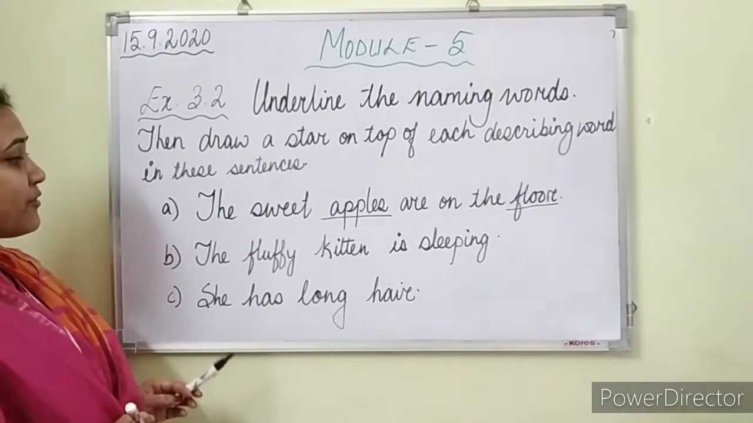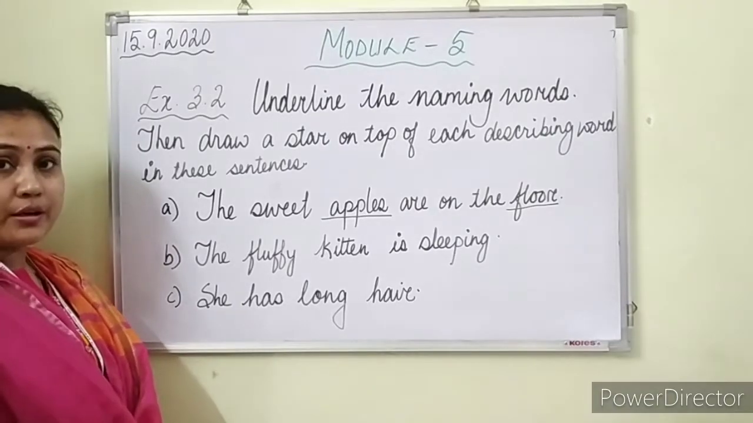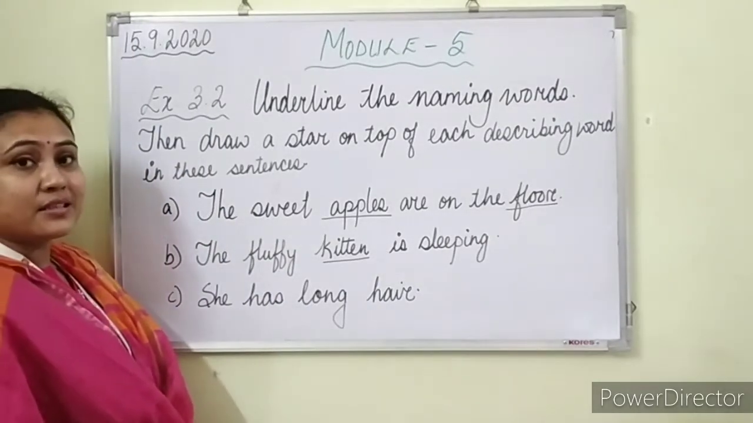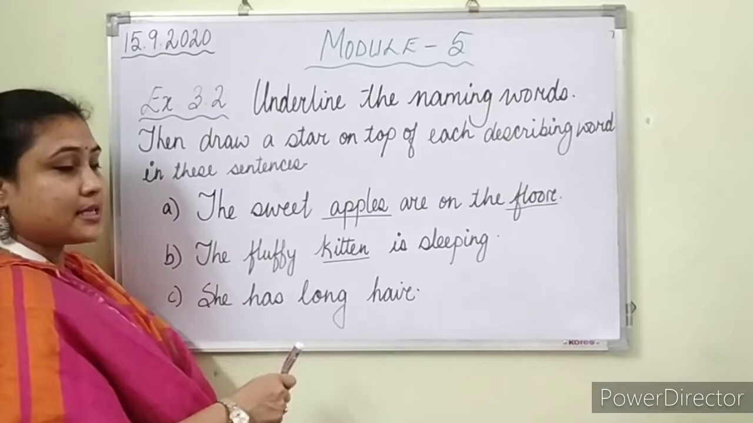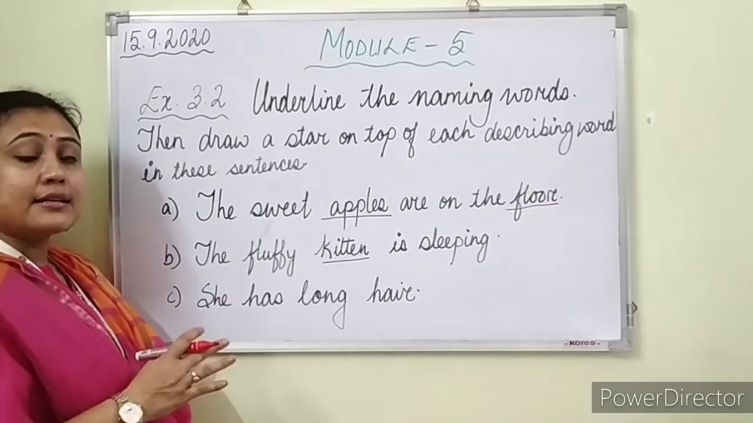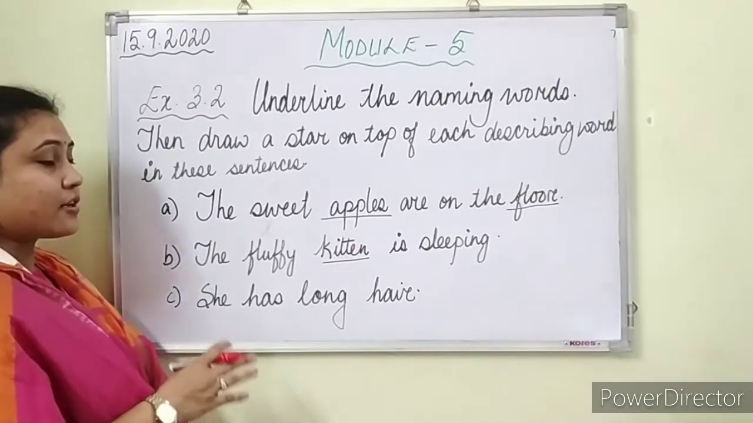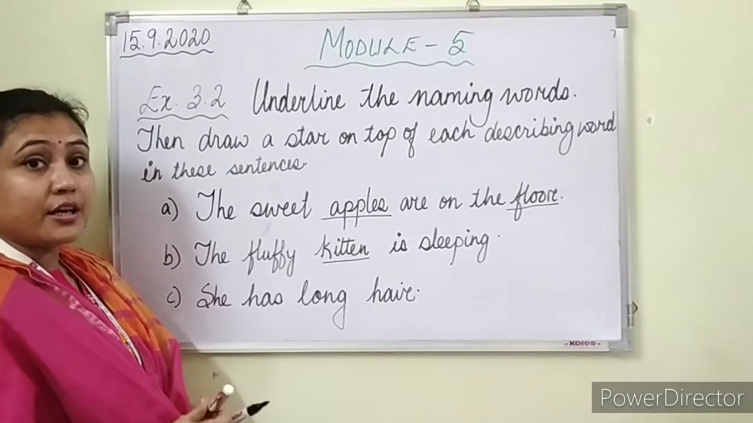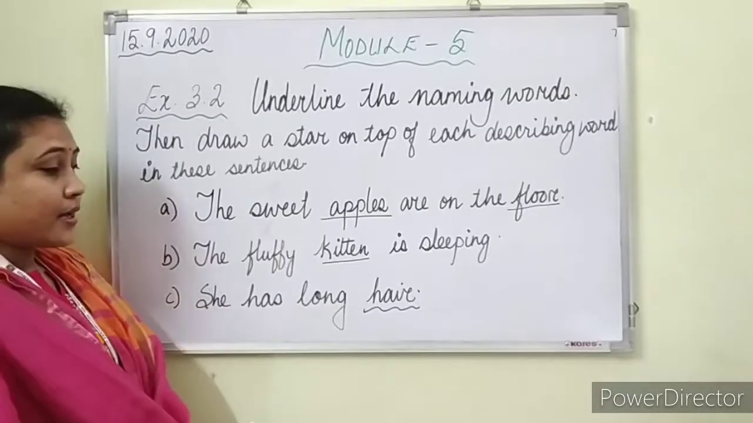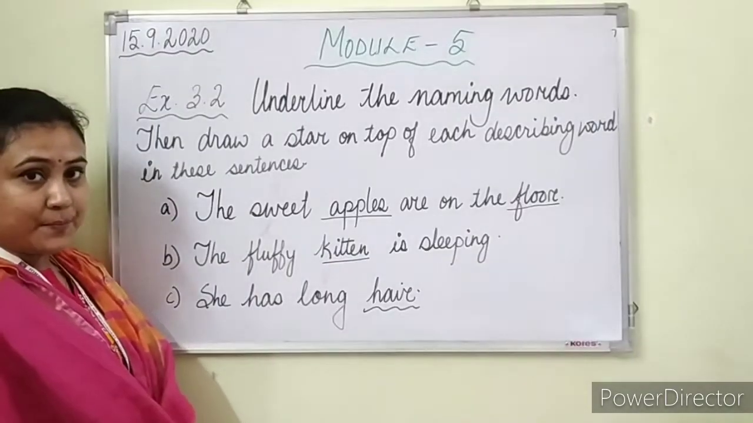Coming to number 2, the fluffy kitten is sleeping. Who can tell me which is the noun here? The kitten, right? And what is being described here? It's described about the kitten that it's very fluffy, right? So fluffy is the describing word. It's an adjective. Coming to the third one, she has long hair. Here, which is the noun? Hair is the noun. And it has been described that it's very long. It's not short. Got it?